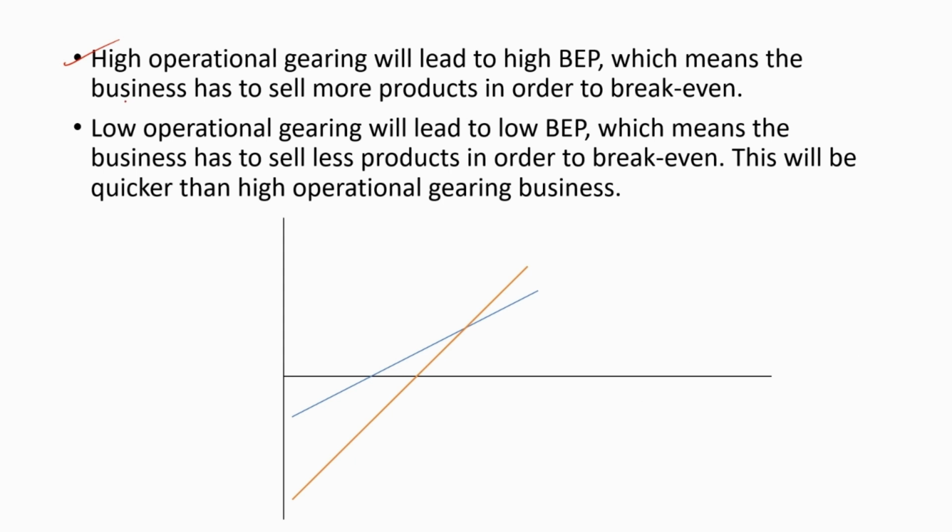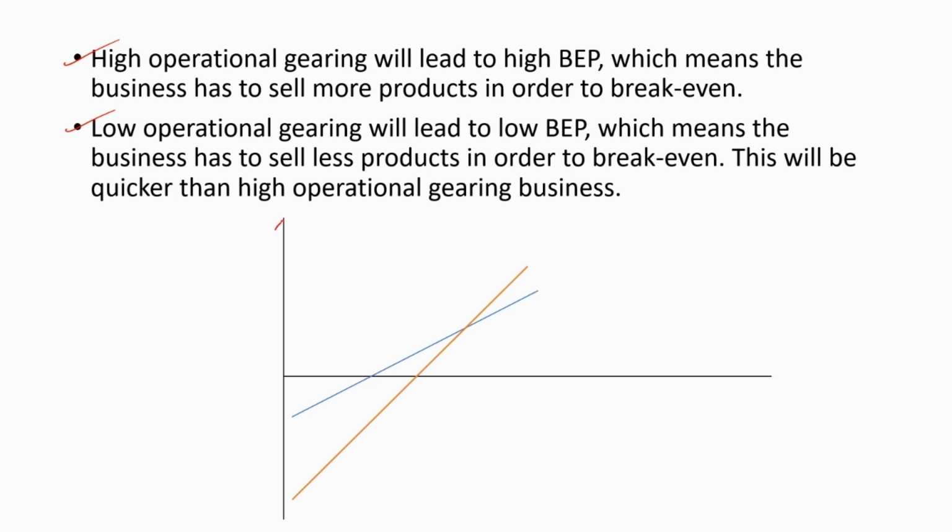Which means the business has to sell more products in order to break even. Low operational gearing will lead to low break-even point, which means the business has to sell fewer products in order to break even. This will be quicker than the high operational gearing business.